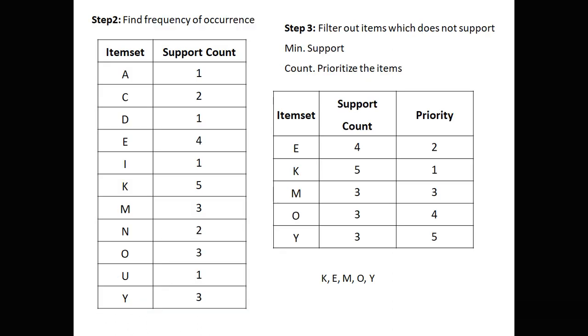Next, find the frequency of occurrence. These are the one-item sets, and these are the support counts, that is, how many times a particular item appears in all the transactions: A1, C1, D1, up to Y3.